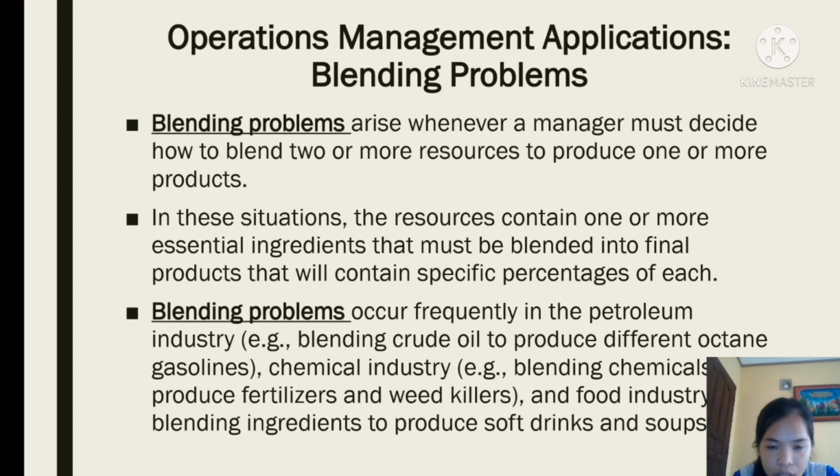Operations Management Application: Blending Problems. Blending problems arise whenever a manager must decide how to blend two or more resources to produce one or more products. In this situation, the resources contain one or more essential ingredients that must be blended into final products that will contain a specific percentage of each. Blending problems occur frequently in the petroleum industry, for example blending crude oil to produce different octane gasolines, and in the chemical industry, blending chemicals to produce fertilizer and weed killers.